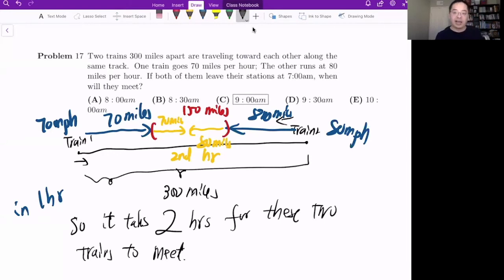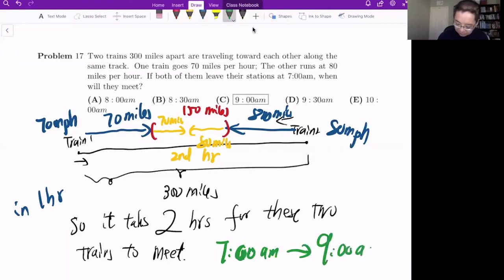All right, so they start at 7 a.m., and after 2 hours, it's 9 a.m. So they meet at 9 a.m. on their way.